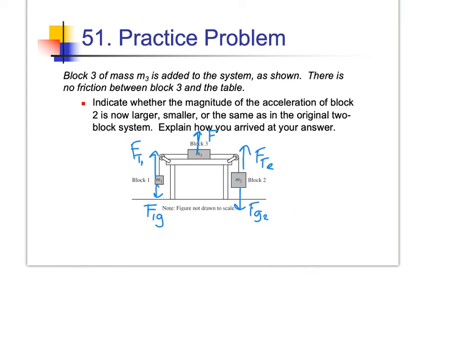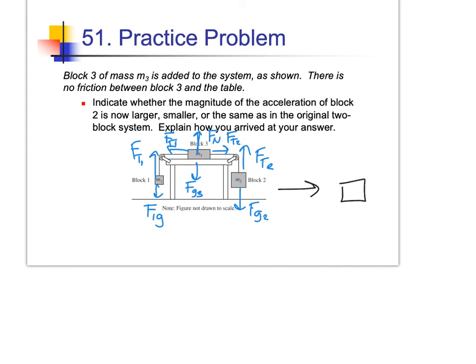Block 3, of course, has a normal force, the force of gravity, which we'll call Fg3, and then it's going to have Ft2 and Ft1. So we want to know what is going to happen to the acceleration of our system. Will it be smaller, larger, or the same as in our original two-block system? And the key thing to really think about here is actually not all of these forces, but rather thinking about this kind of like a system.